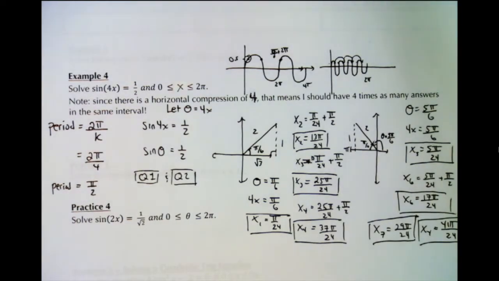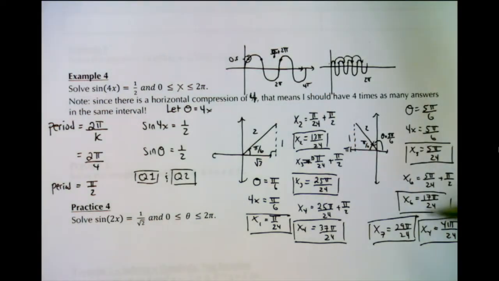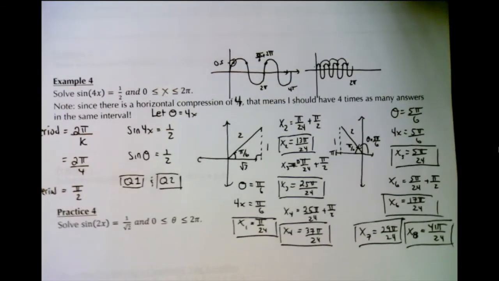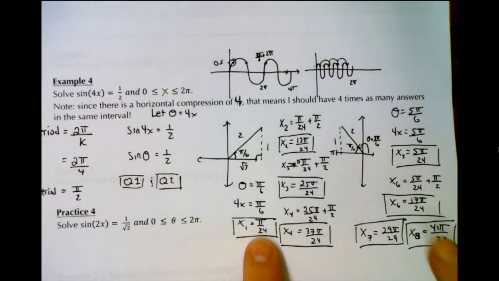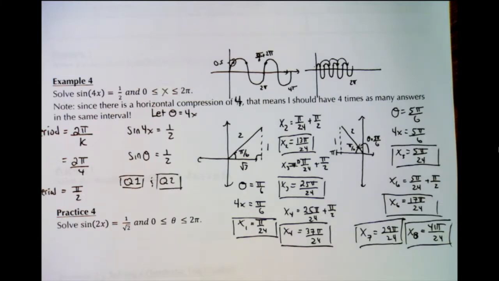If we add it again, we get an angle that's much too big, so it doesn't fit in the domain. Much too big is bigger than 2 pi, or bigger than 48 pi over 24, so it's outside the domain. So we stop here at our 8th answer. I guess x8, not x4. So we have 8 answers. We have our first 2, and then we've just added pi over 2 3 times to our first one to end up with our next 6 answers.